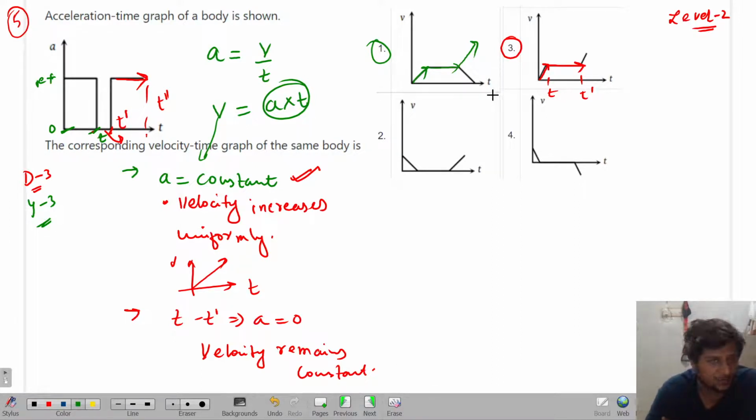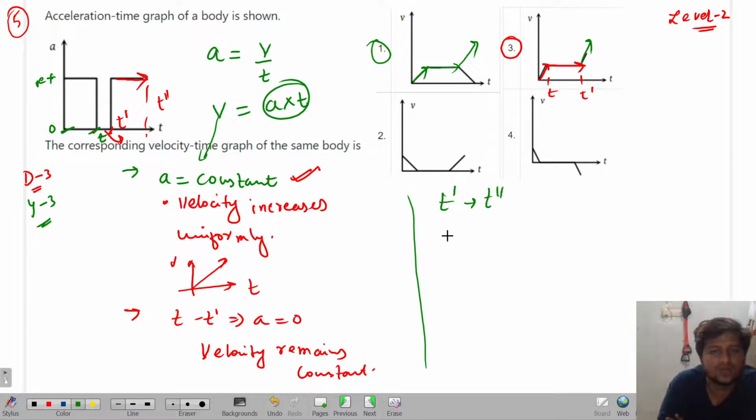Not decreases. Got it or not? So velocity increases after that, since acceleration is positive and it is also a constant term. So that means what? Velocity will again increase from t to t prime to t double prime. What is going to happen again? Velocity increases further, not decreases.